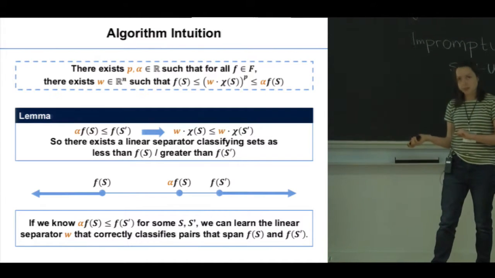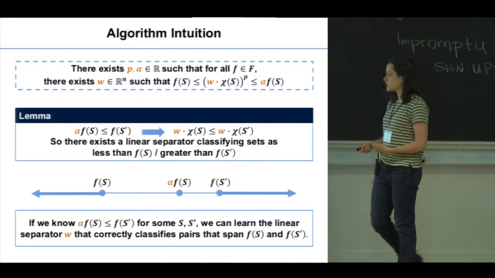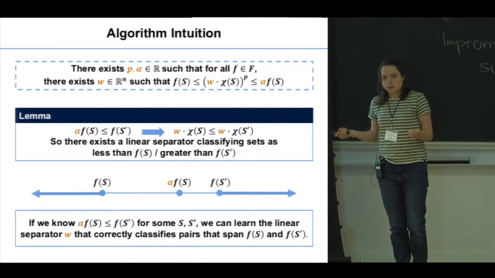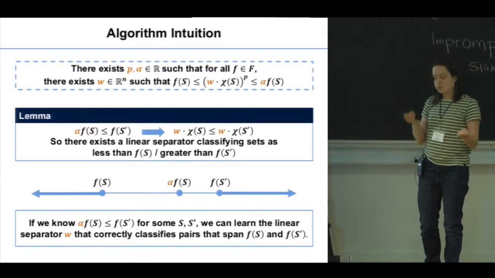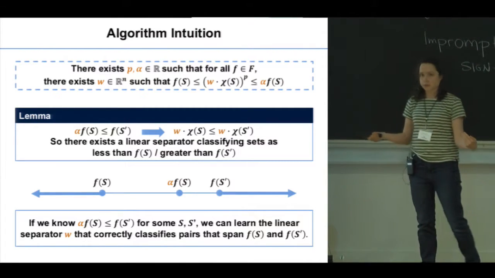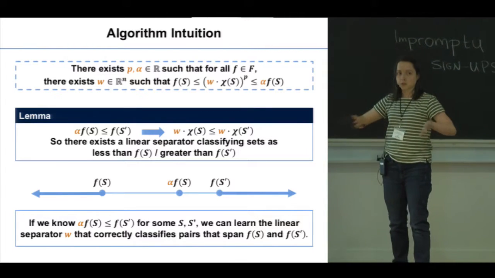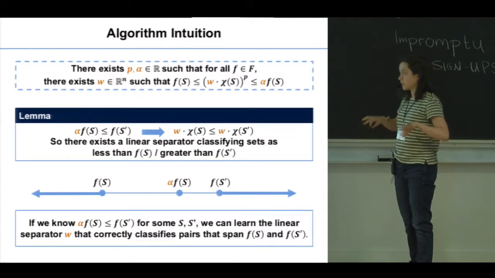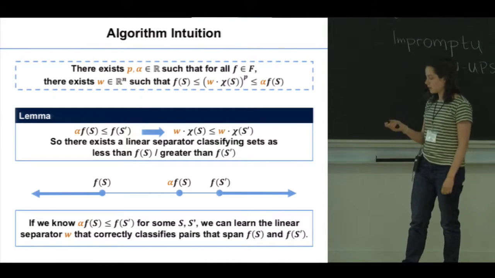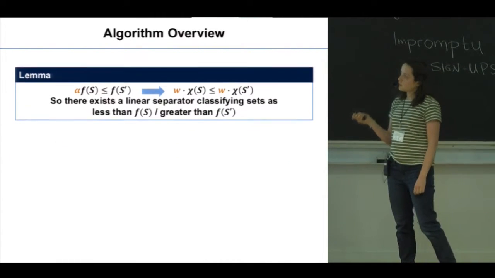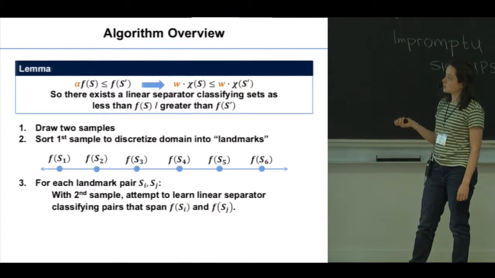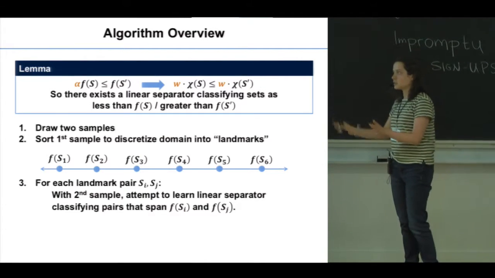Okay, this isn't going to work as an algorithm, of course, because for one, I can't know for any two sets S and S prime whether they're an alpha factor apart. And moreover, it would only allow me to classify a very small subset of the pairs I care about, namely those that span f of S and f of S prime. But I can still use this lemma and this intuition for the full algorithm, which goes essentially as follows.